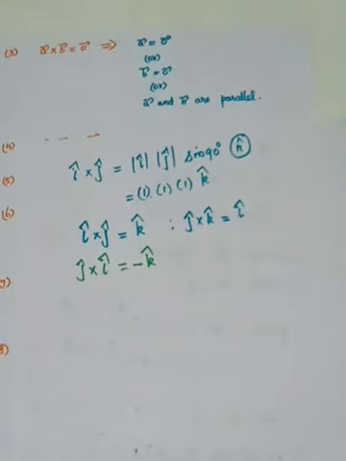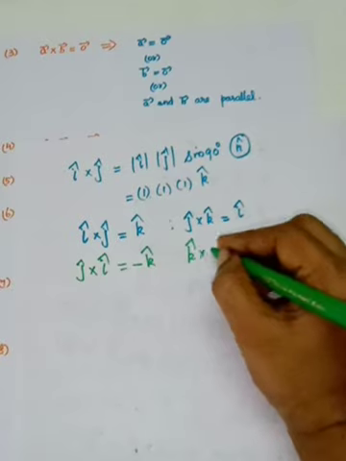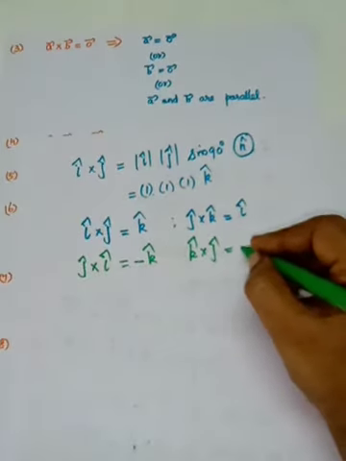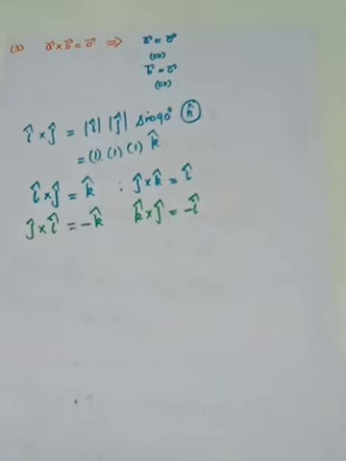Okay, so if you interchange, what is k cap cross j cap? That is equal to minus I cap, because it is non-commutative. Which one is non-commutative? That is the cross product.